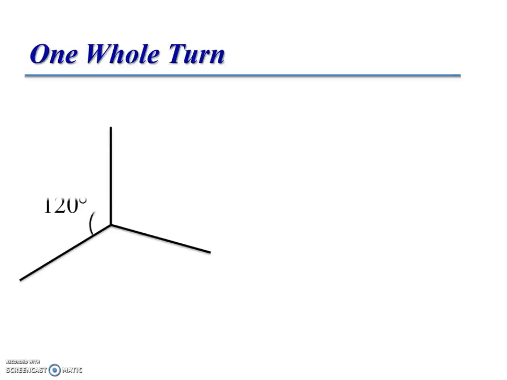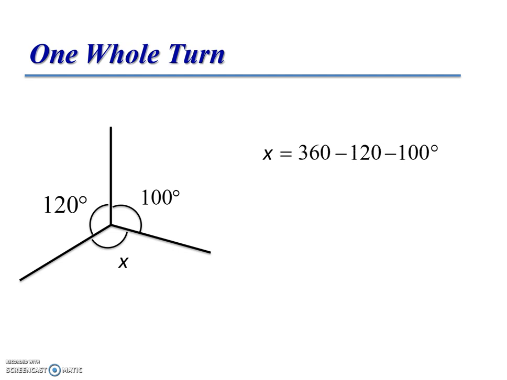Now, this is a one-whole turn, and it is given that one of the angles is 120 degrees and another one is 100 degrees. So I assume that you know what to do in order to find the value of x. All we have to do is to minus out the one whole turn of 360 degrees with the two angles given, which are the 120 and the 100 degrees. So the balance that we get here is 140. Now that was actually the basic concept of angles.